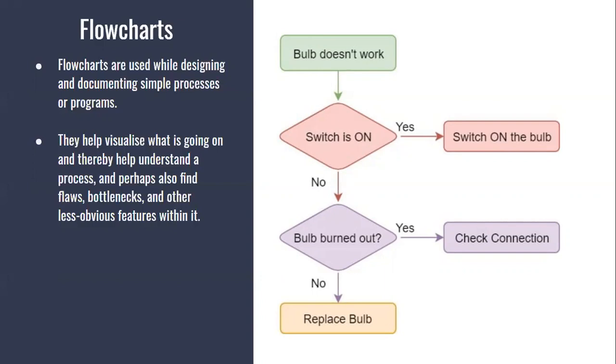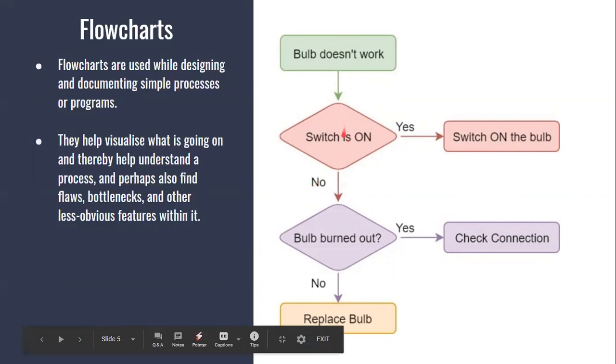Is the switch on? So if you've never seen this before, the diamonds are decision blocks. These usually are the ones that have a yes or no. These decision blocks will break out into 2 paths. So you have an action, or a statement, the bulb doesn't work. And then you have a question or a decision to make. Okay, is the switch on? Because if it's on, I'm going to go this route, and I'm going to say switch on the bulb. That's my course of action. I follow that path.